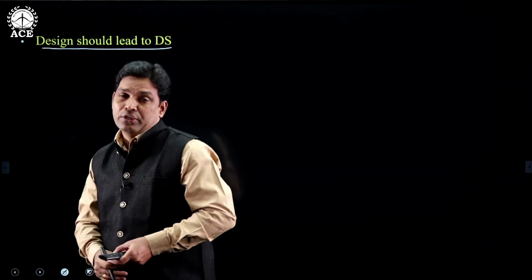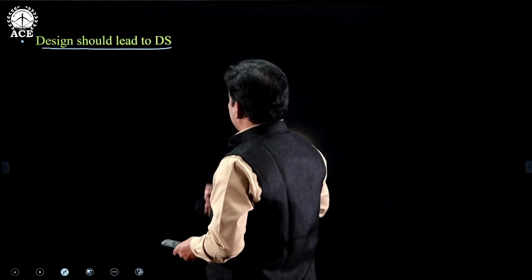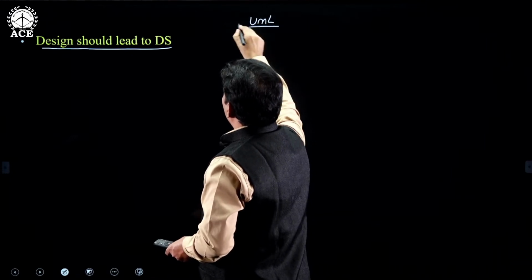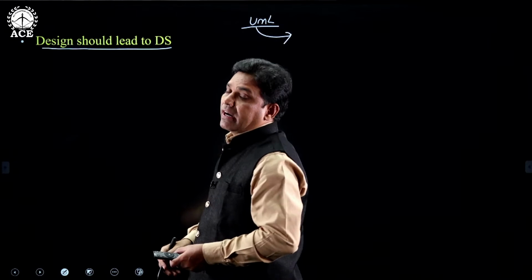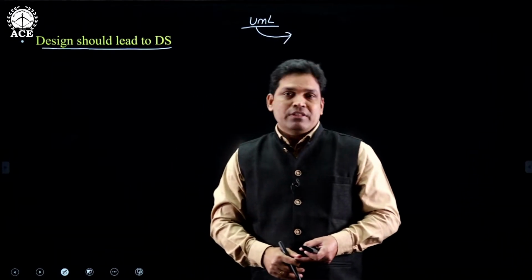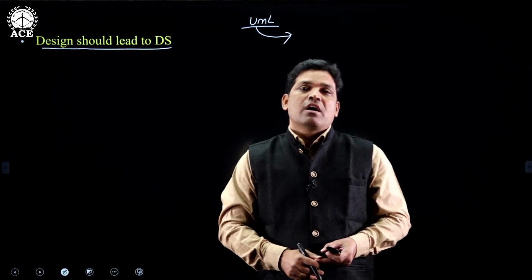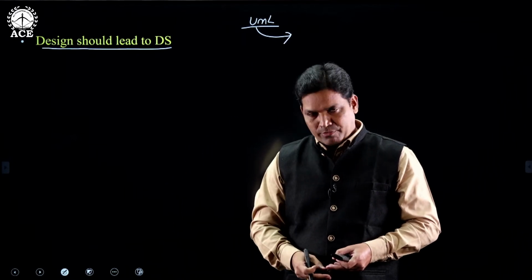Next, design should lead to data structure. Why should design lead to data structure? When designers are designing a software system, they are supposed to use one of the modeling languages, right? What is the name of the modeling language? UML. UML stands for Unified Modeling Language. So why did UML become popular? Because UML is an object-oriented modeling language.